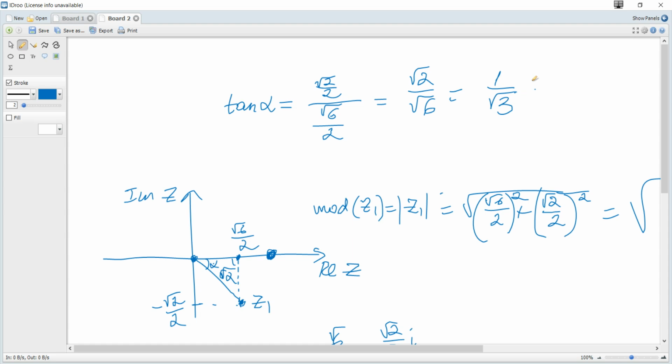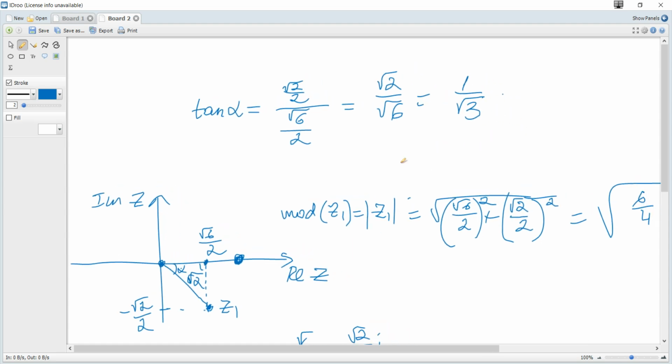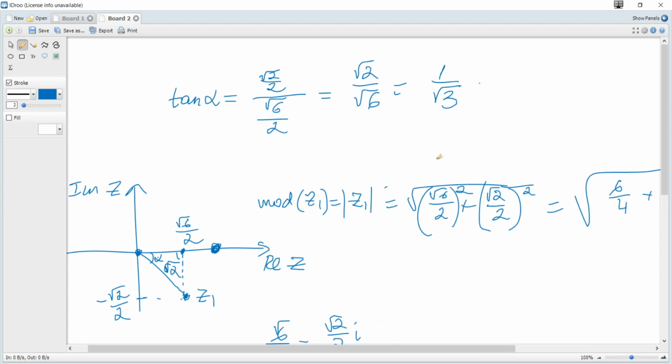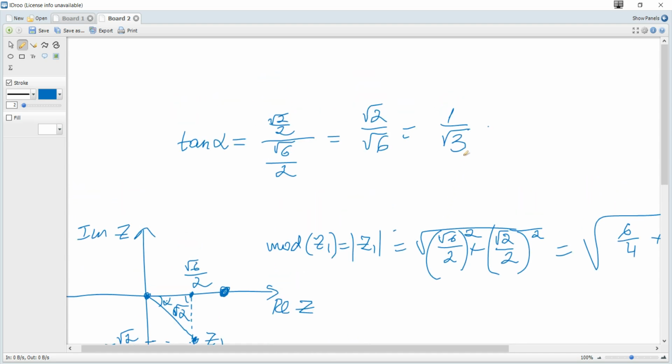For AI you may just use a calculator. For AA it is suggested, because it may be questioned without a calculator, that you should know the values for 30, 45, 60, because tangent is sine over cosine. Tangent of 1 over root 3 is 30 degrees, or pi over 6 in radians.